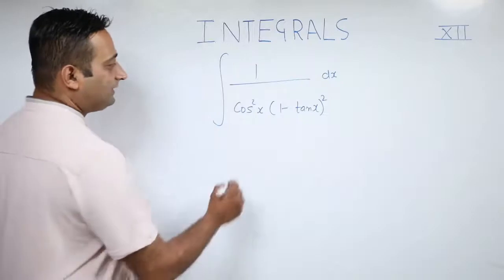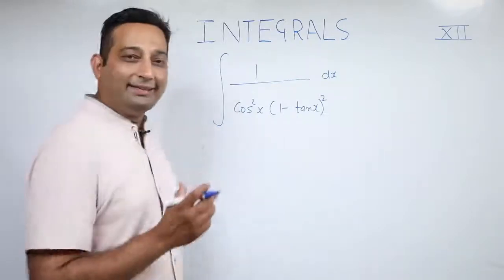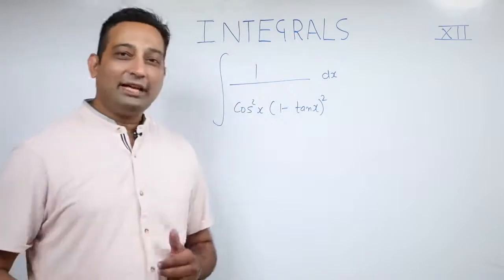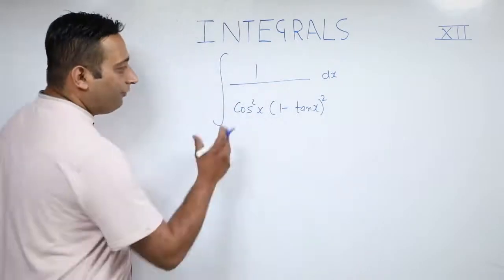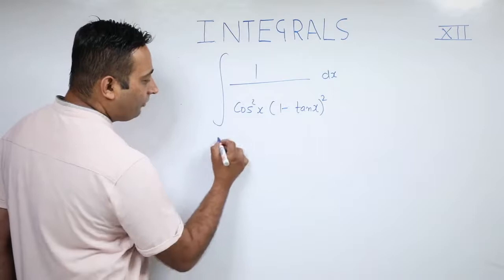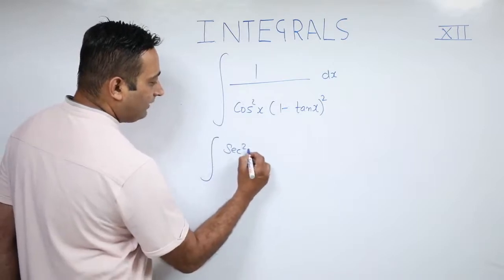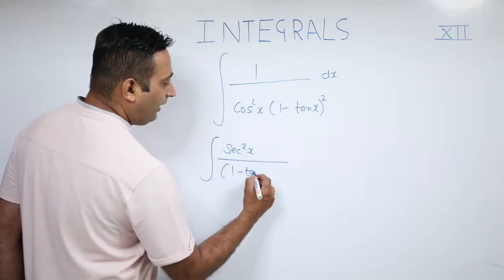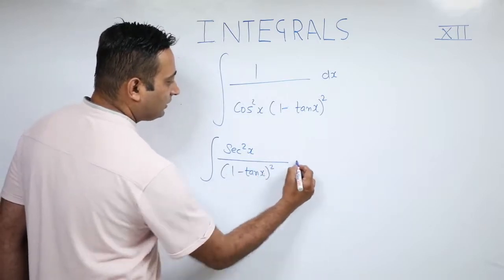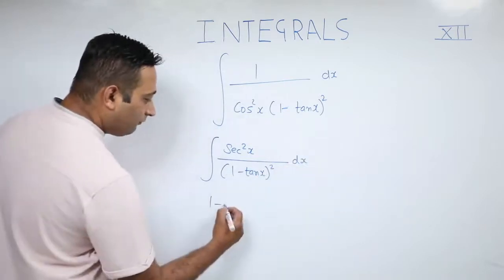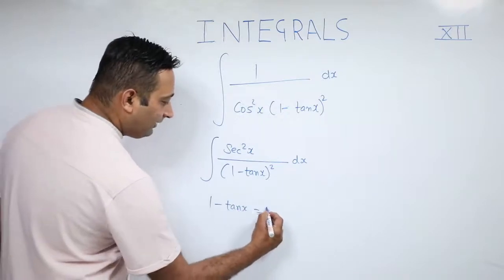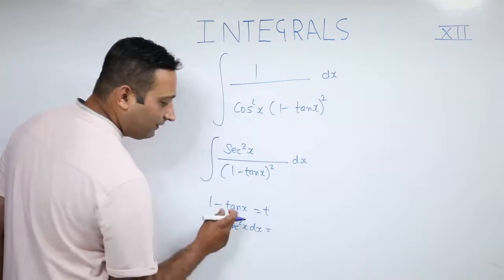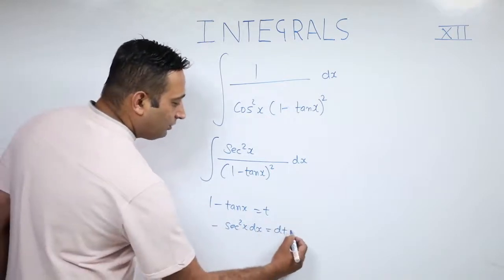In this question, we can see that there is a pair present. If we put tan x as t, we'll get secant square x as a derivative. Now, where is secant square x? We have 1 by cos square x present in the question. We'll write it as secant square x upon (1 minus tan x) whole square dx. If we put 1 minus tan x as t, we get minus secant square x dx, which is a derivative of 1 minus tan x, equal to dt.